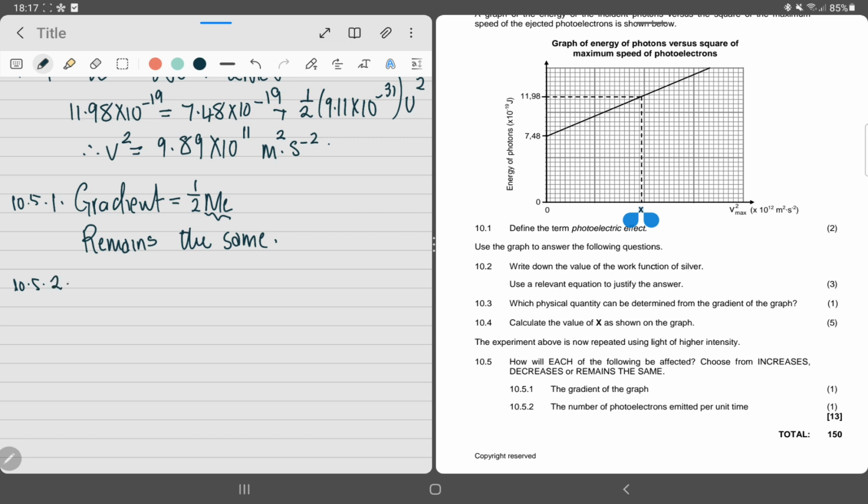Point 2. The number of photoelectrons emitted per unit of time. When you increase the intensity, it increases the number of photoelectrons that are emitted per unit of time. So this is increases.